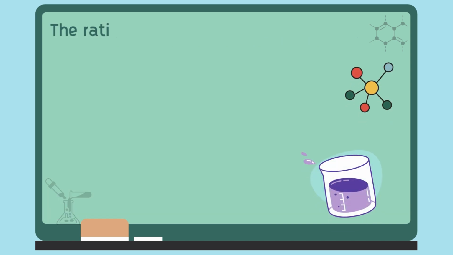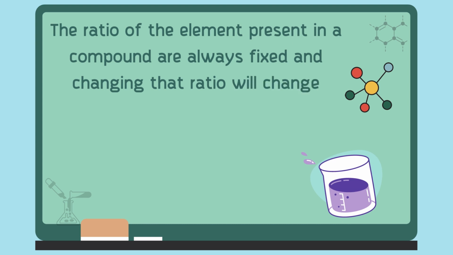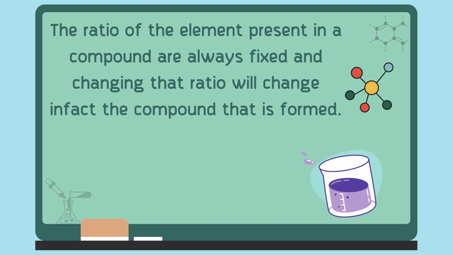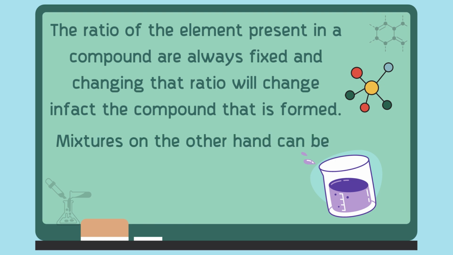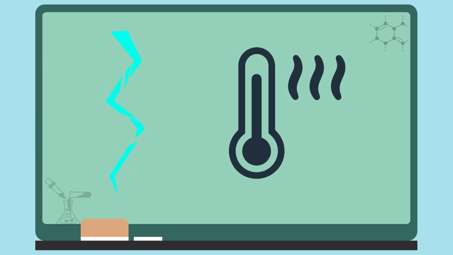The ratio of the elements present in a compound is always fixed, and changing that ratio will in fact change the compound that is formed. Mixtures, on the other hand, can be mixed in any proportion whatsoever. Formation of a mixture generally produces little or no energy change. However, a chemical reaction to form a compound always leads to either a loss of heat or a gain of heat.